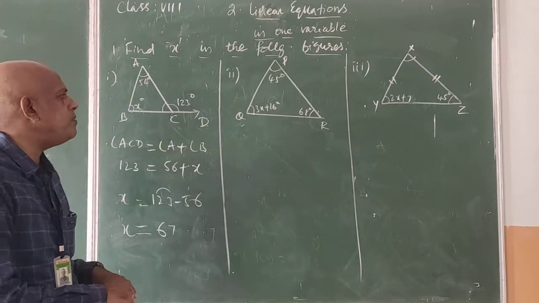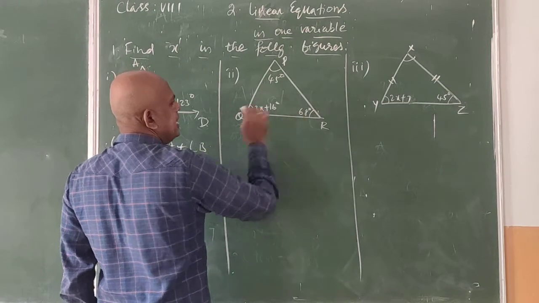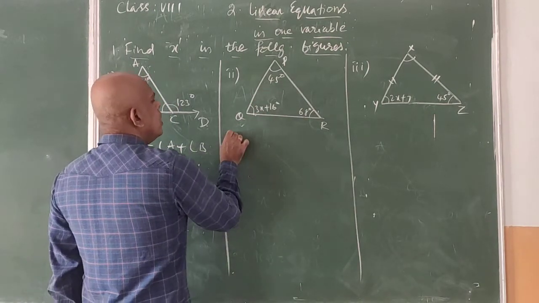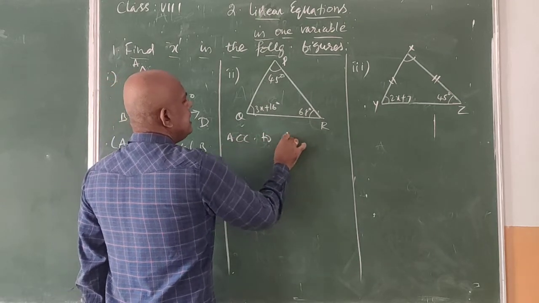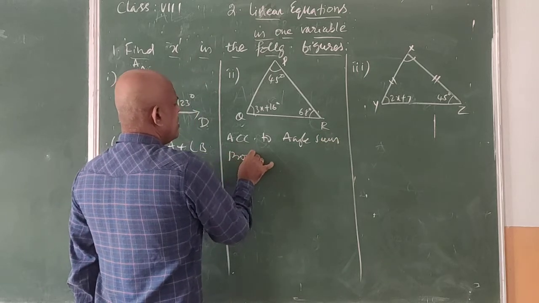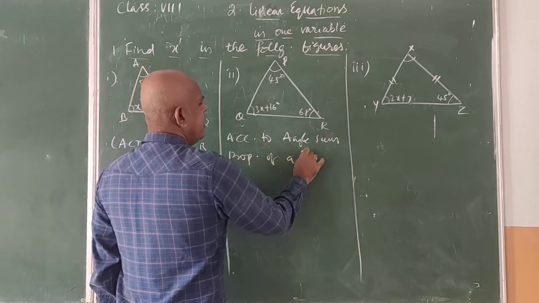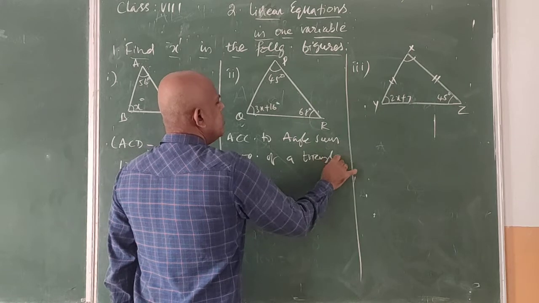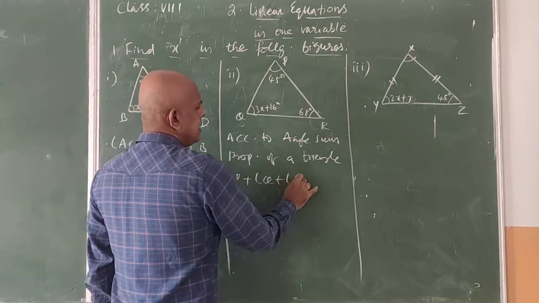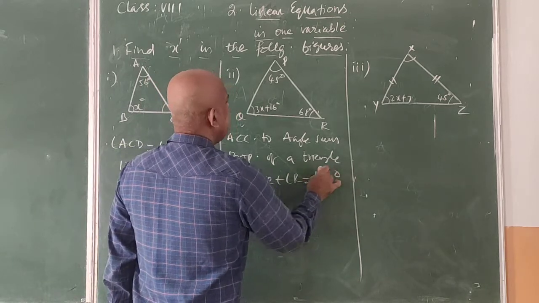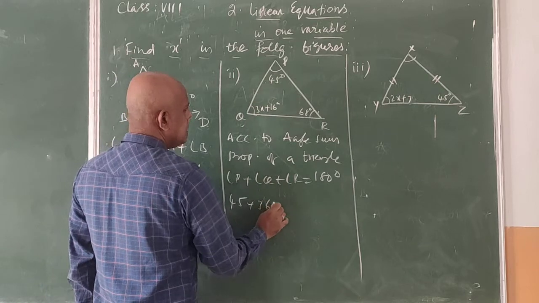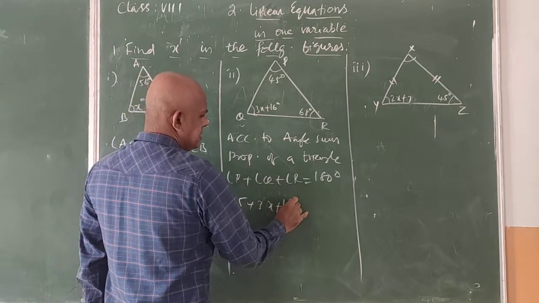Coming to the next problem here. Here they are given three interior angles. The sum of three interior angles of any triangle is equal to 180 degrees. So according to the angle sum property of a triangle, angle P plus angle Q plus angle R is equal to 180 degrees. Angle P is 45 degrees. Angle Q is 3x plus 16.